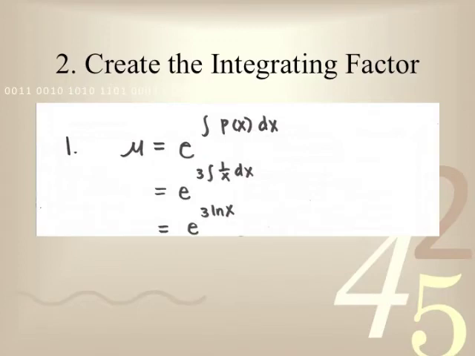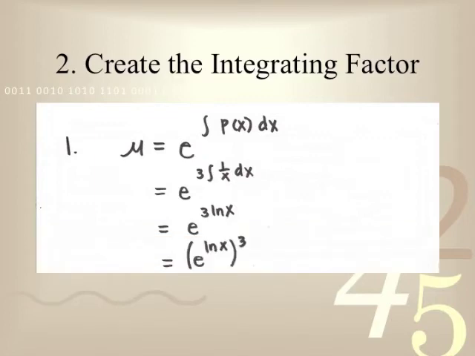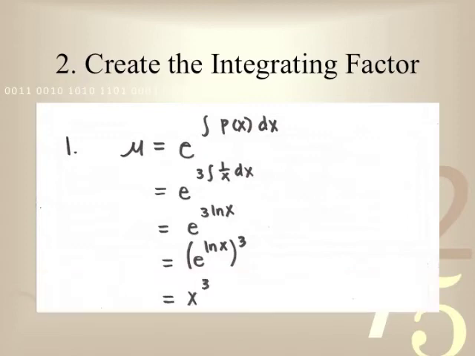This becomes e raised to the power of 3 ln of x. Remember, we don't need the arbitrary constant c because we will be performing 2 more integrals and we really just need to tack on the constant at the very end. The 3 can be pulled to the outside, leaving you with e raised to the power of ln of x, quantity cubed. And this will all simplify to x cubed, since e raised to the power of ln of x is just x.